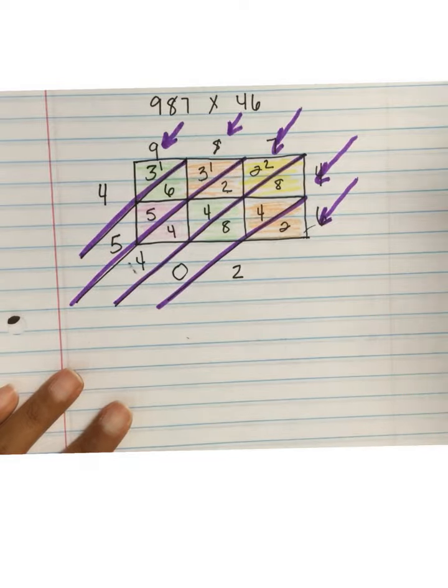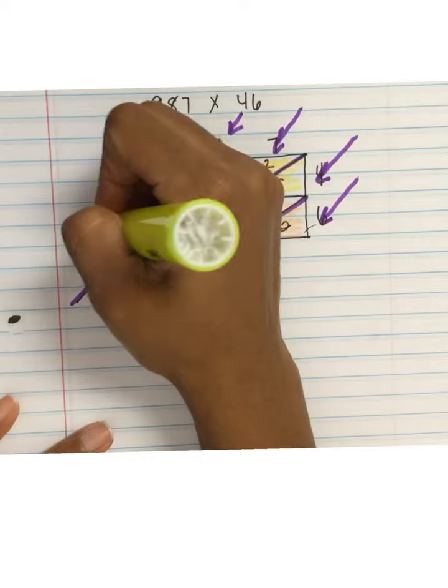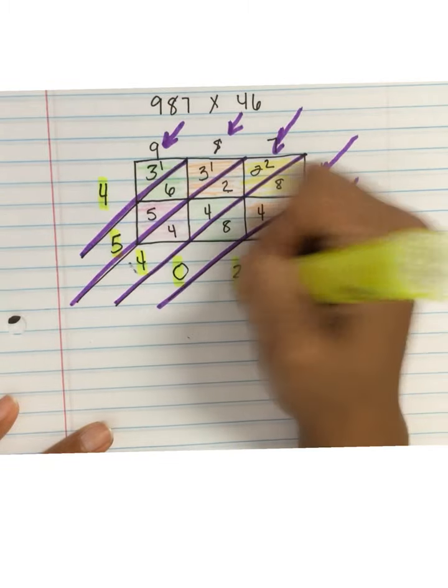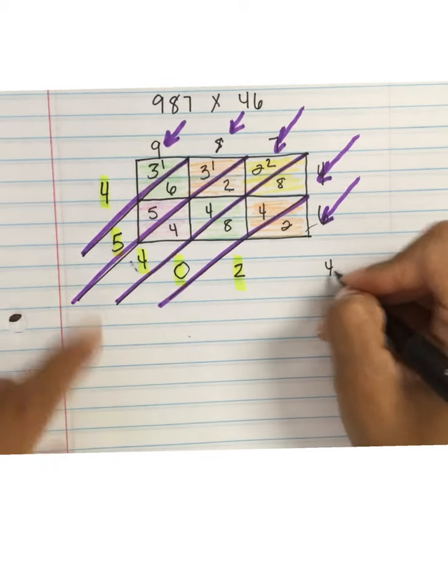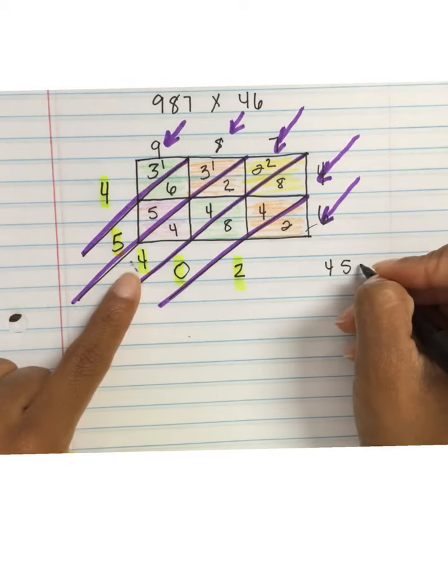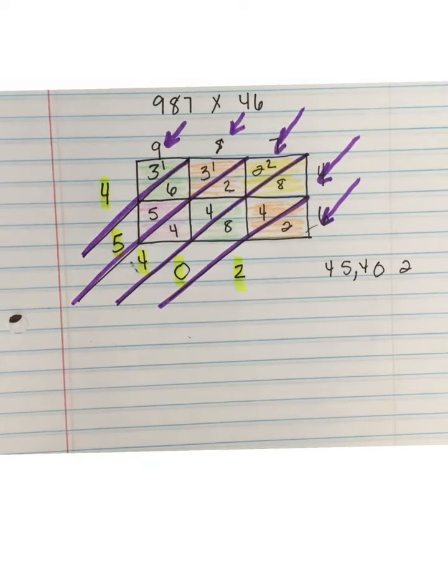Okay, and the last part we have to do is just highlight these numbers, and students are allowed to have highlighters on the STAR test, because that is our answer. That is our final answer. 4, 5, 4, 0, 2. 45,402.